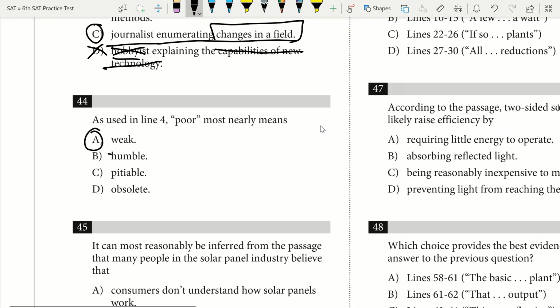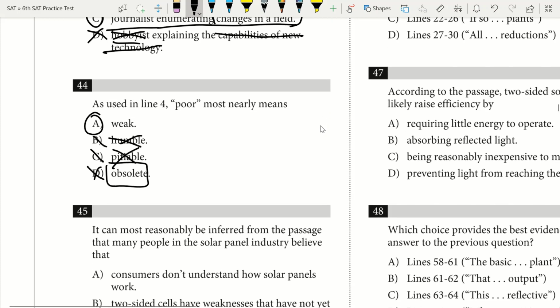We would not describe a market as humble. A market cannot be humble. A market can't really be pitiable either. As far as obsolete, the market is not obsolete because there is still demand there. Okay, it's not completely gone.